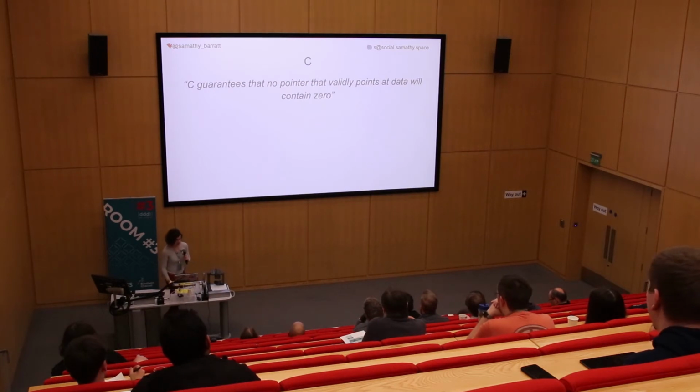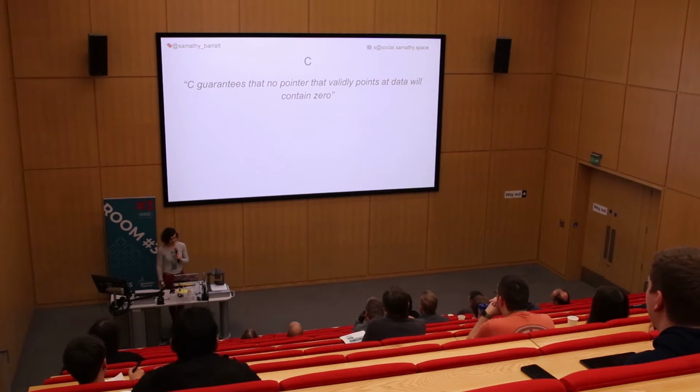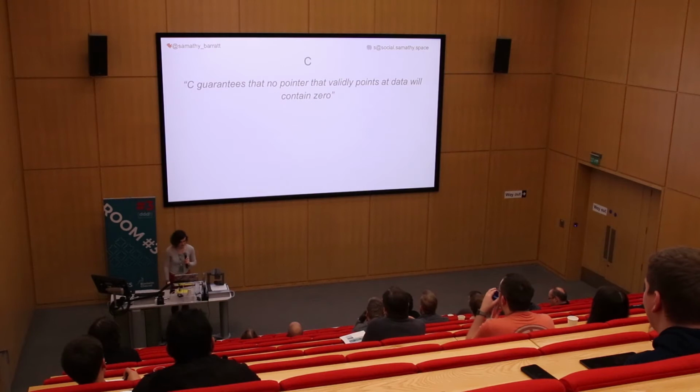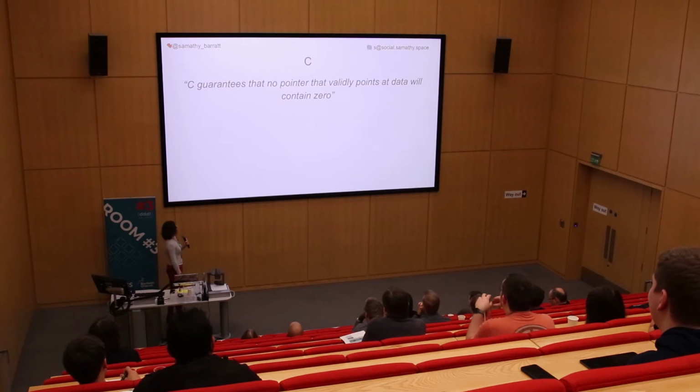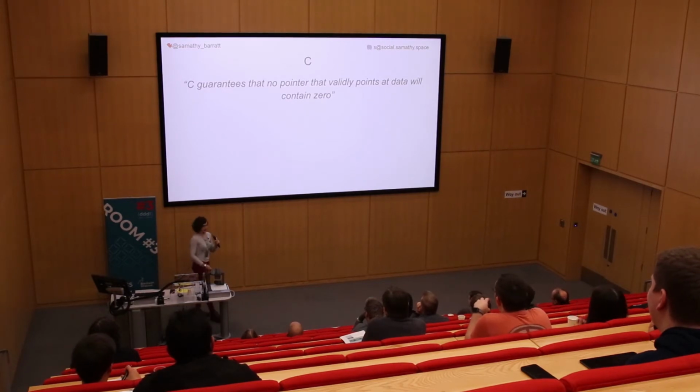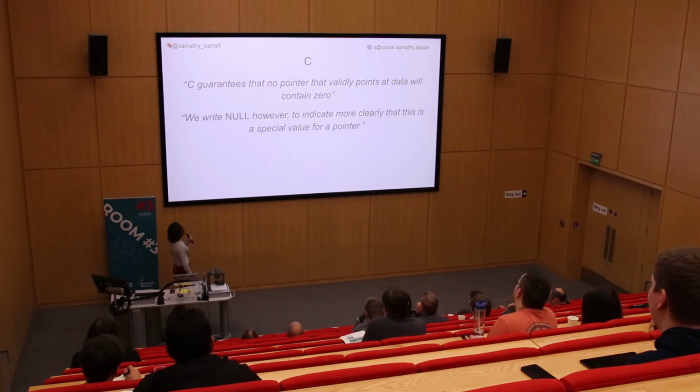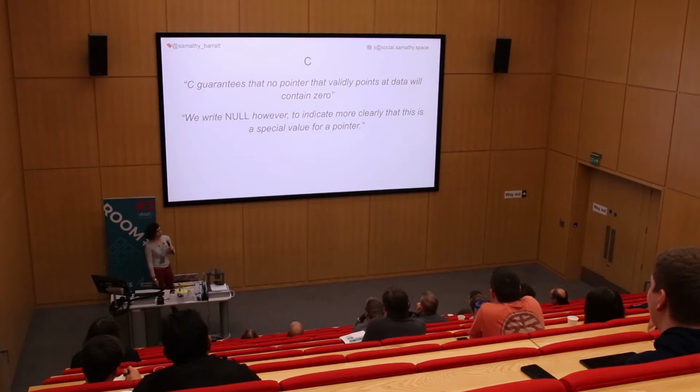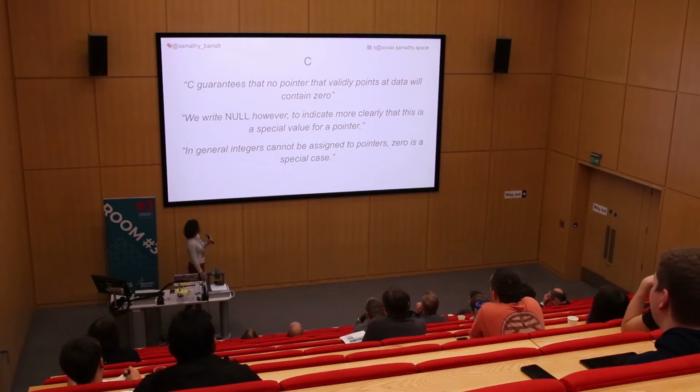Actually, I'm going to give you some quotes from K&R C. These are quotes from my copy of K&R C from the 1970s. It's pre-American National Standard C. C guarantees that no pointer that validly points at data will contain 0. And they also say that we write NULL, however, to indicate more clearly that this is a special value for a pointer. And finally, in general, integers cannot be assigned to pointers. 0 is a special case.